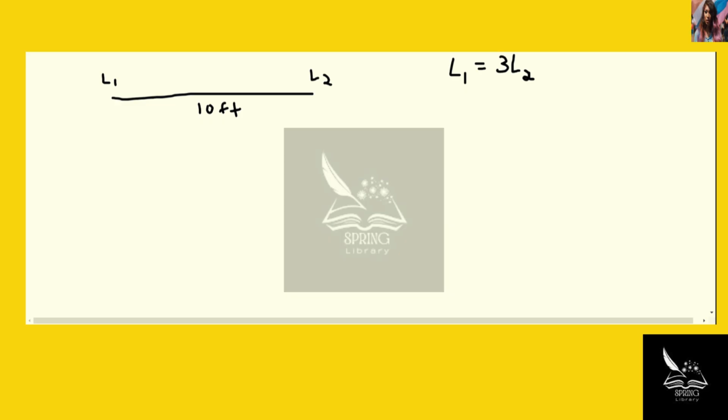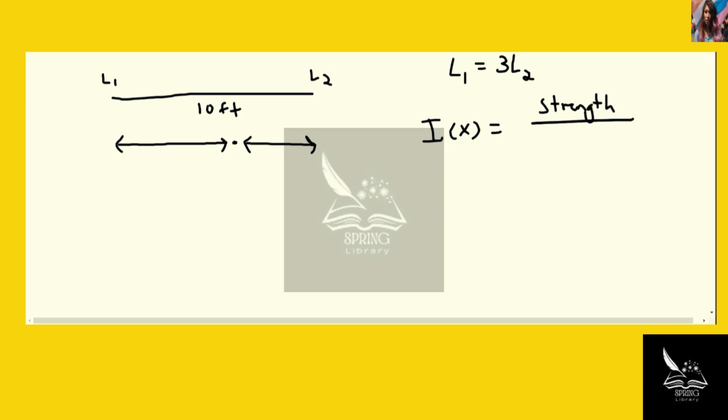And here we can write out an equation for the intensity of the light. Basically, we want to place the object somewhere here, at some point, and calculate. If we write out an equation for the intensity of the light, we're told that it is proportional to the strength over the distance squared.